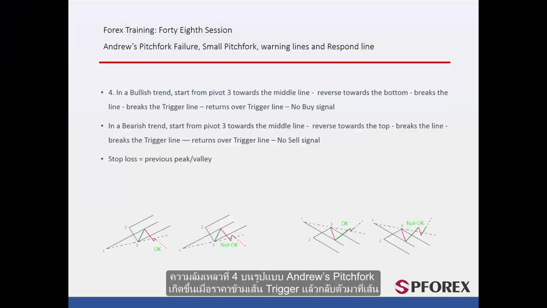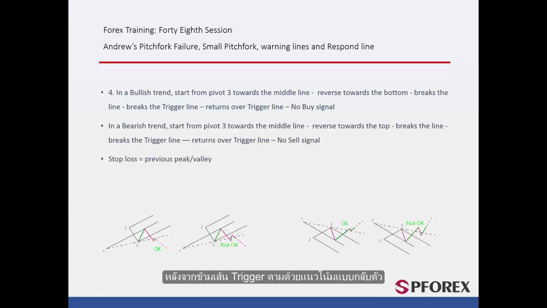The fourth failure on Andrew's Pitchfork patterns forms whenever price crosses a trigger line, then returns to it. In a bullish trend, if a price passes the trigger line towards the bottom and it reverses its direction towards the top after crossing the trigger line, followed by a reversal trend, even if the price declines lower than the trigger line, then a sell signal would not be valid anymore.